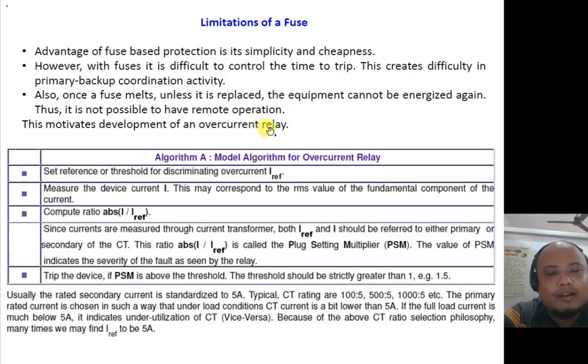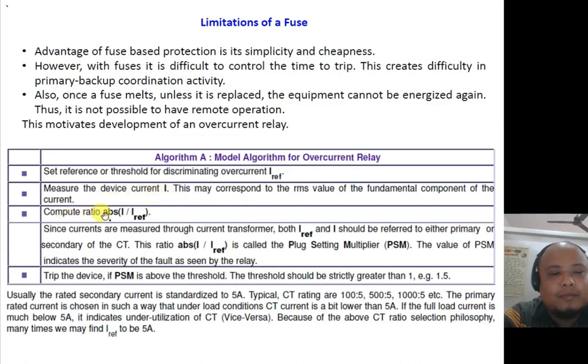The relay will detect the fault and send a trip command to the circuit breaker. The circuit breaker will disconnect the faulty part. Fault current will be cleared. Once the fault current is cleared, the current will go back to normal value and the relay will reset itself. So this is the model algorithm for an overcurrent relay. There is a reference or threshold value, I reference, above which the relay will operate. Now, measure the incoming current, say I, which is coming from the CT.